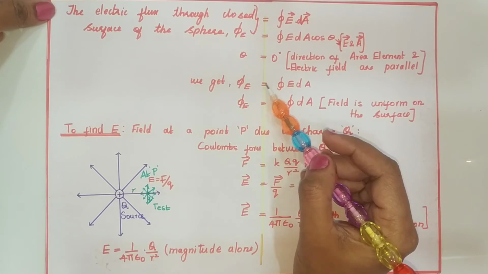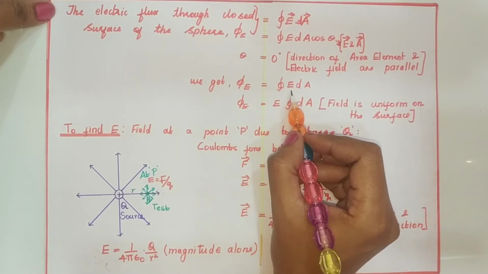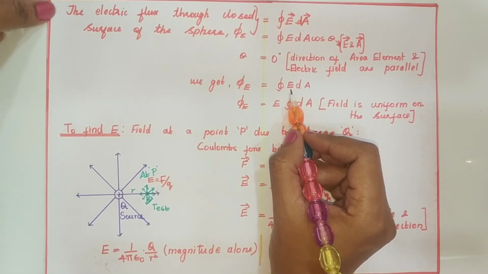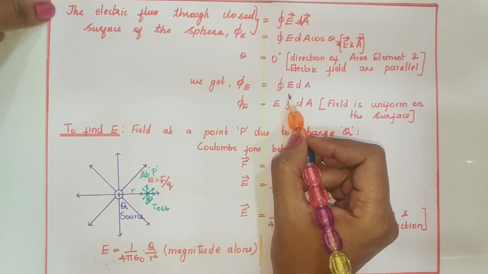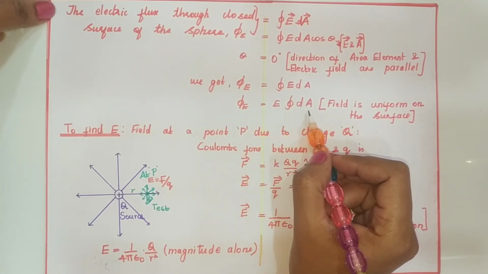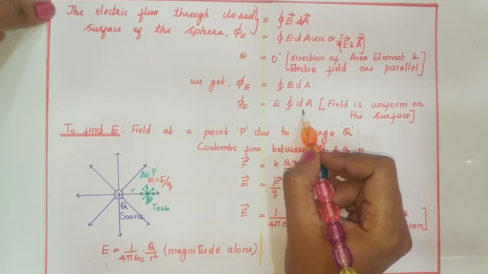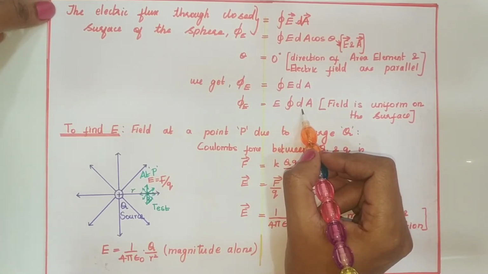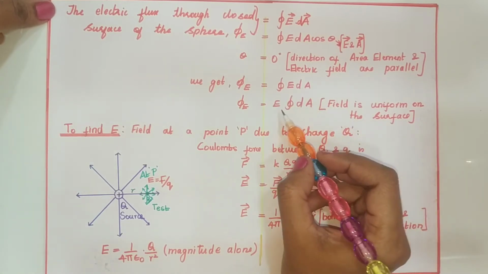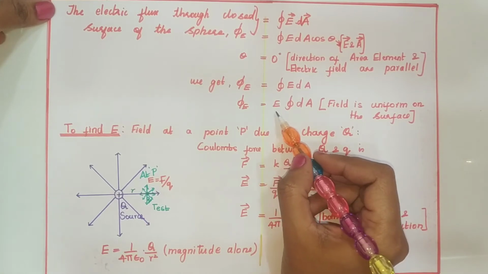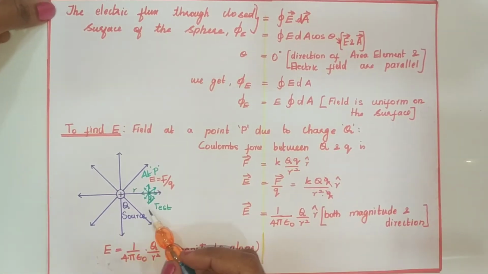Now what will be the flux? Phi E is equal to closed integral E dA. And we know that the field is uniform on the surface. So it can be taken out of this integral. So phi E is equal to E closed integral dA. Now what we have to do is we have to find expressions for this electric field E and closed integral dA. This electric field E is nothing but the electric field at a point due to charge Q.